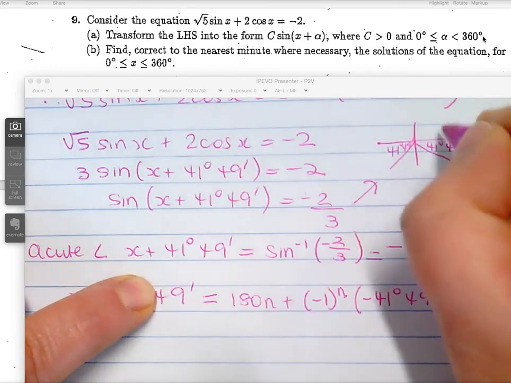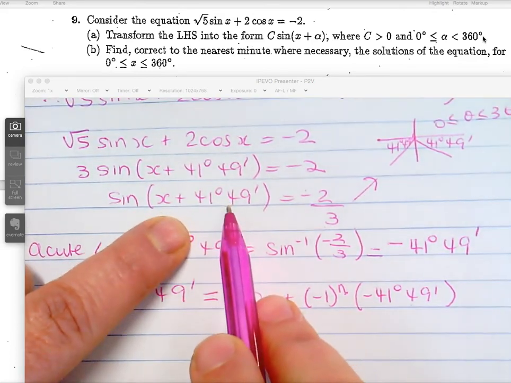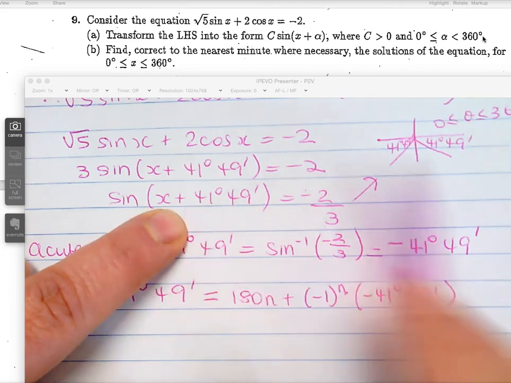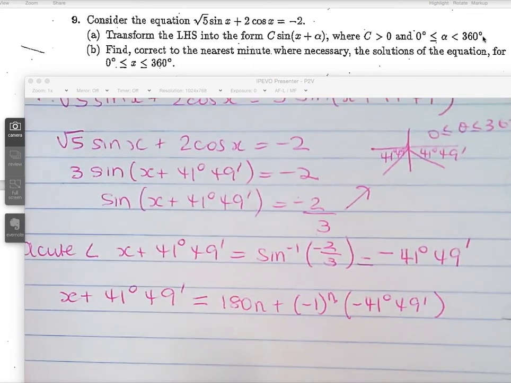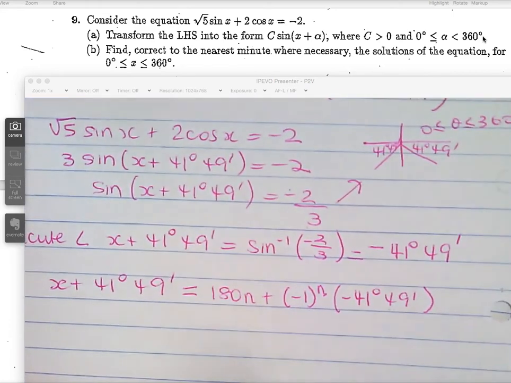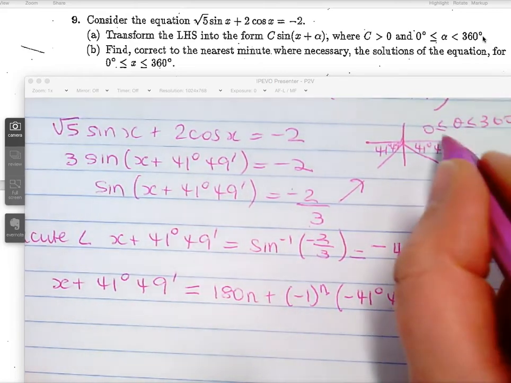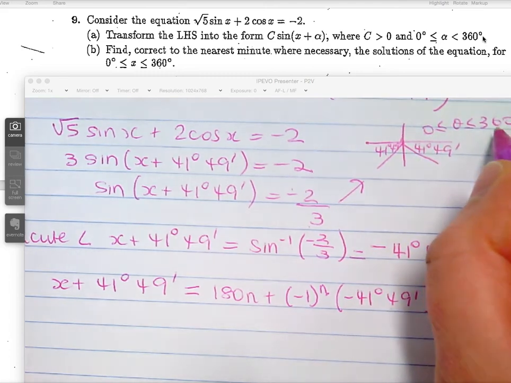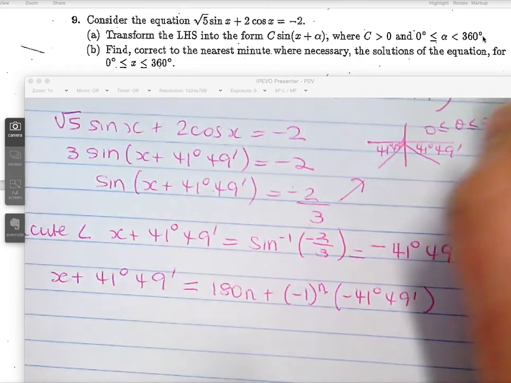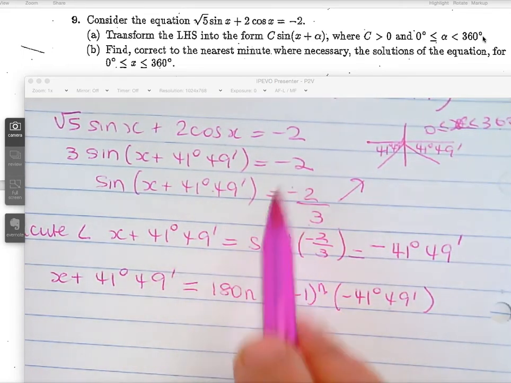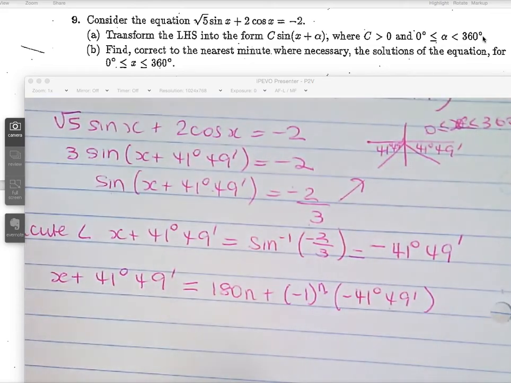So if you were asked for 0 to 360, remember you've got to change your domain. Your domain has to go beyond. Wait, I'm just doing general now. But if you want to do it that way, you have to go from 41/49 up to 401/49, because you've got x plus 41. When you change your domain, just make sure in the end that your answer's between 0 and 360.